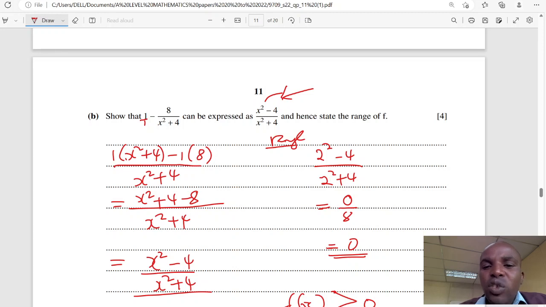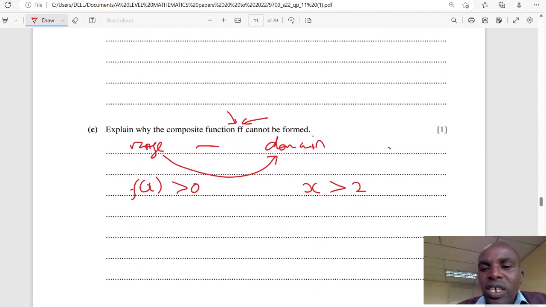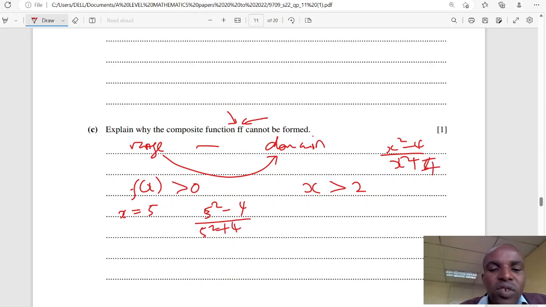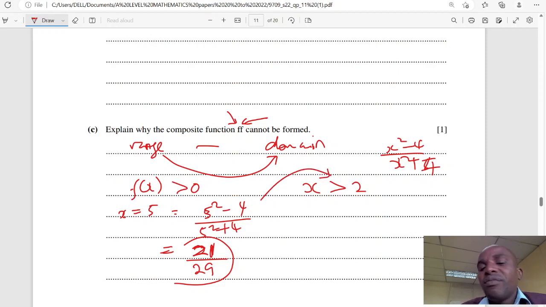Let's put 5. That one is x squared minus 4 over x squared plus 4, so take x equals 5. It will be 5 squared minus 4 over 5 squared plus 4. 5 squared minus 4 is 25 minus 4, which is 21, over 5 squared plus 4, which is 29. You can see this one is actually less than 0. It's actually a value that is not contained in the domain, since f of x is greater than 0. So if it's not contained in the domain, then you can conclude that the composite function cannot be formed. Right, done.